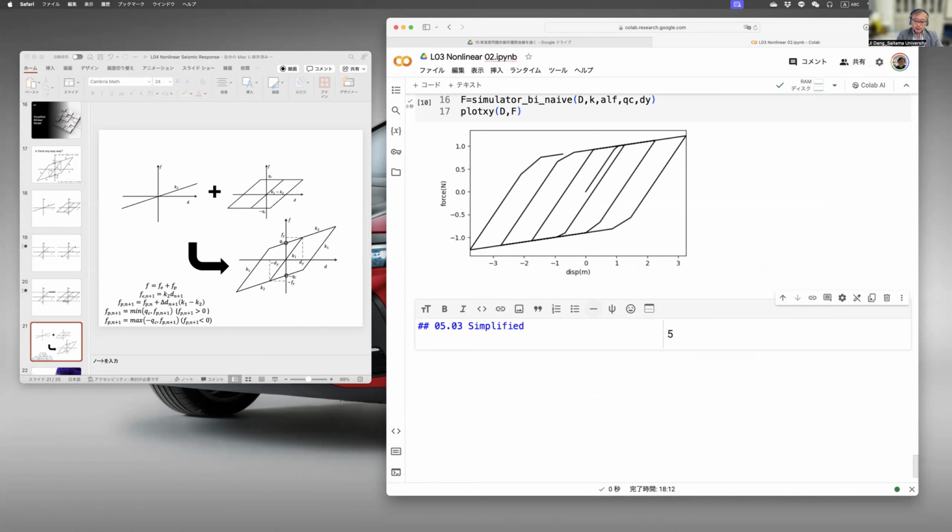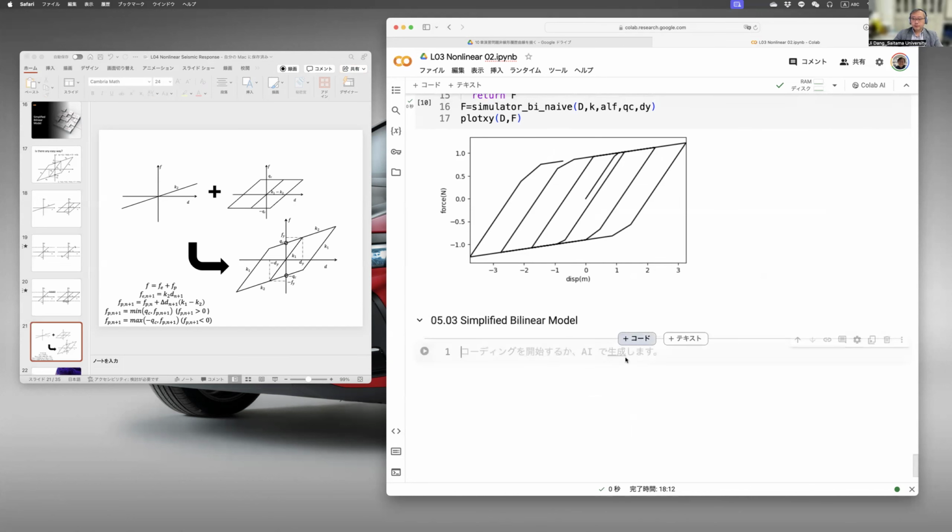Simplified bilinear model. Okay. So for the simplified bilinear model, we just define a bilinear model.